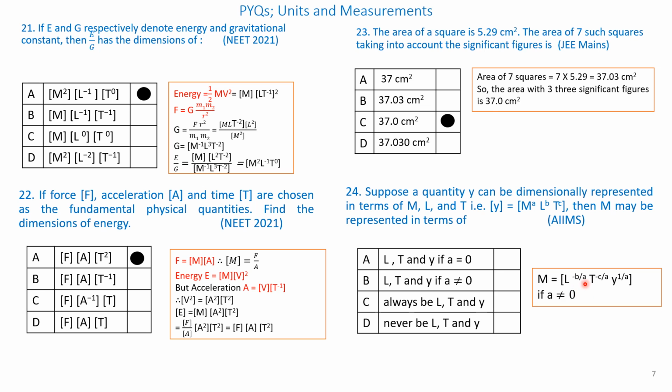Therefore, if A is equal to 0, everything becomes infinite, so dimensionally it cannot be represented. Whereas if A is not equal to 0, then we can always represent it. So option B is the correct answer. You please mark it.